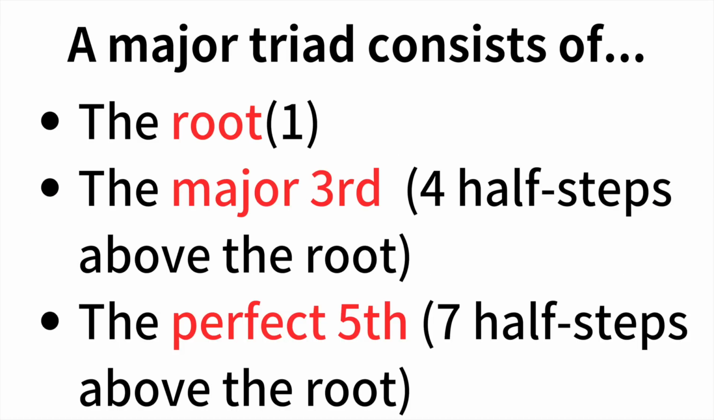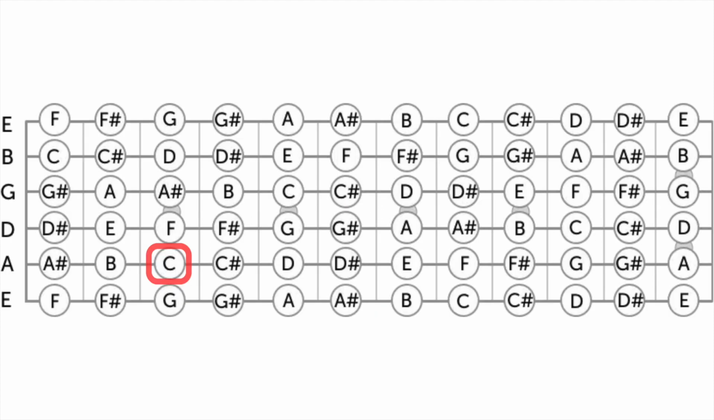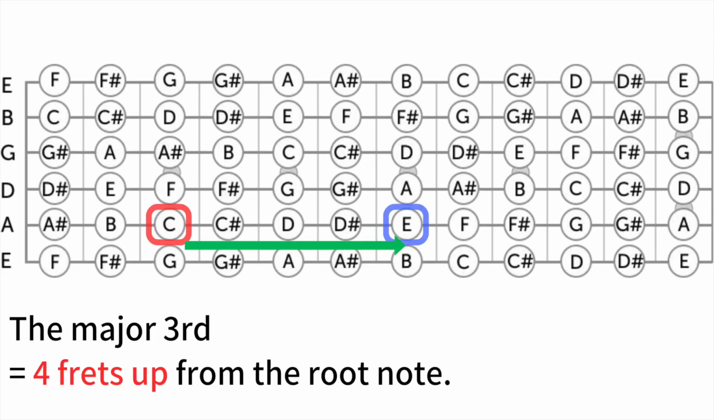A major triad is the simplest type of chord, comprising three notes: the root, a major third, and a perfect fifth. The root note is the fundamental note on which the chord is built. In a C major triad, for example, the root note would be C. The major third is the note that's 4 half steps, or 2 whole steps, above the root. If we start with our root note C, a major third above C is E.